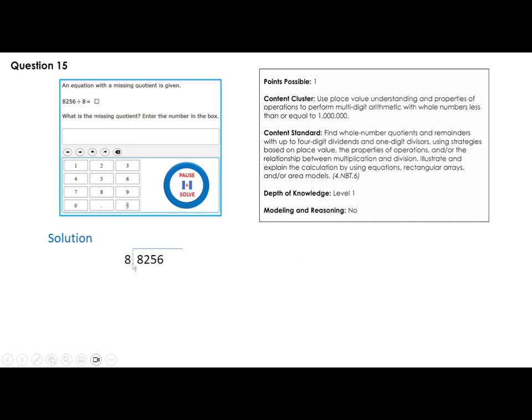Okay, long division. 8 goes into 8 how many times? 1. 8, subtract, you get 0. You drop the 2. Now, 8 goes into 2 how many times? 0. You put a 0 here. Now, you don't have to write 0 times 8, 0 here. Just drop the 5 now. 8 goes into 25 how many times? 3. 3 times 8 is 24. Subtract, you get 1. Drop the 6. 8 goes into 16 how many times? 2. So your answer is 1032.